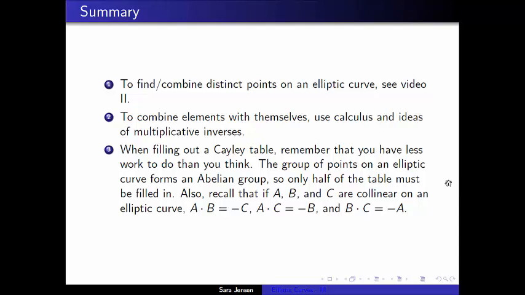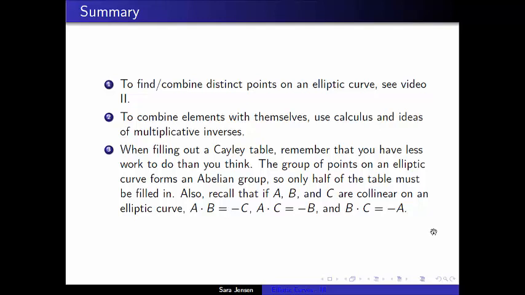And the final point is just a reminder: when you're filling out a Cayley table and you think you've got so much to do on this elliptic curve, remember that we have a couple of things working for us. First of all, the set of points on an elliptic curve forms an abelian group, and so you only have to fill out that upper diagonal of the Cayley table. And second, remember that once you have 3 points that are collinear on an elliptic curve, you can use the fact that that actually fills out exactly 3 values in the upper part of your Cayley table. You'll have a dot b is negative c, a dot c is negative b, and b dot c is negative a when a, b, and c are collinear.